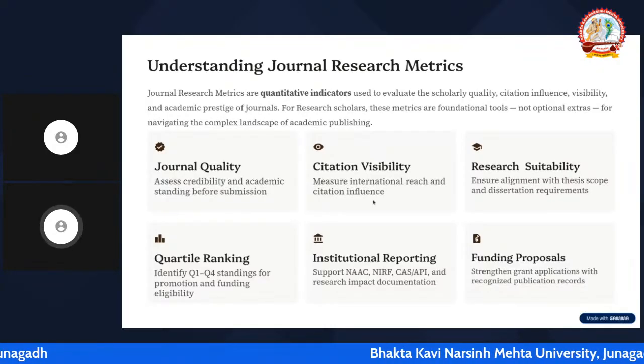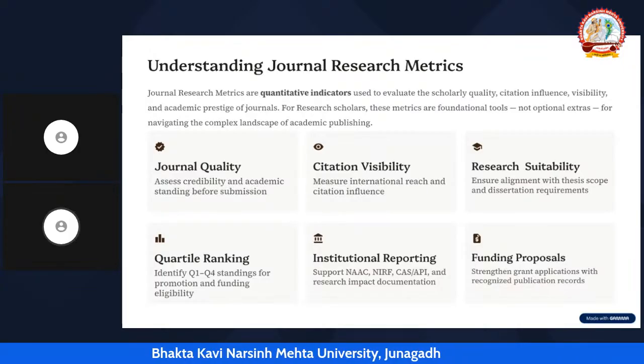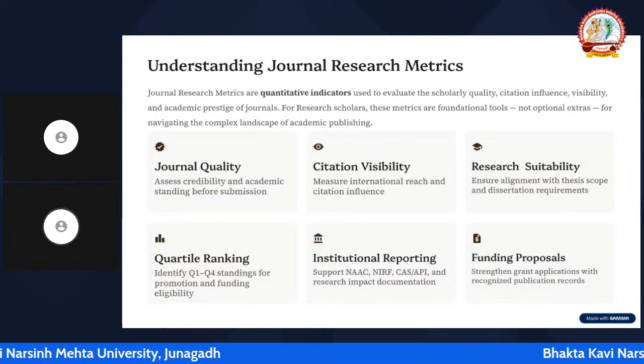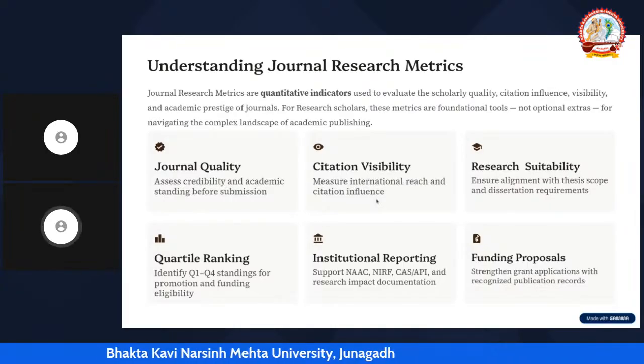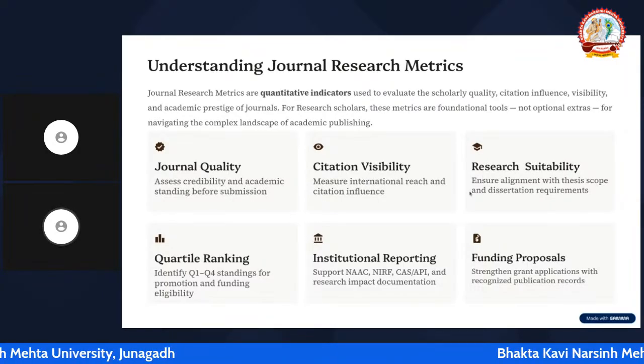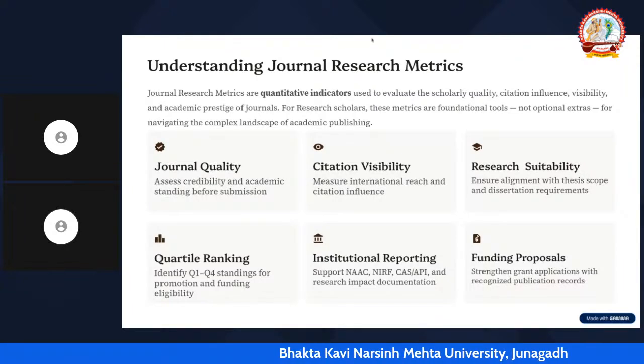Nobody will publish your data, your paper, if it does not suit the journal. For example, I am from a computer science background, so I would not publish my data in a journal that deals with the humanities. That is interdisciplinary, but it is not exactly the perfect way. So through research suitability you can identify where you can publish your data. That is identified with the journal matrices.